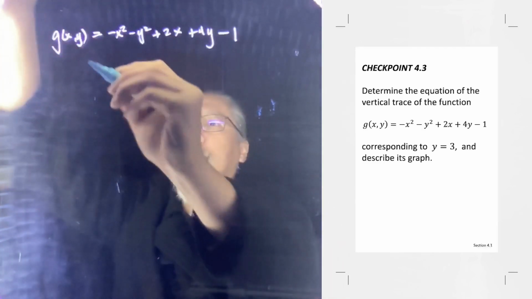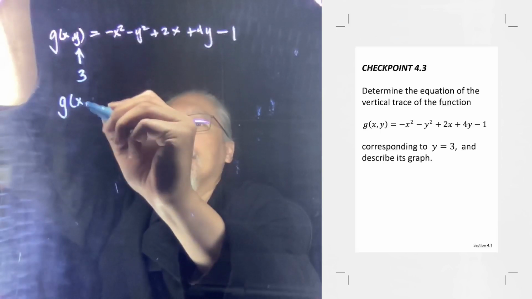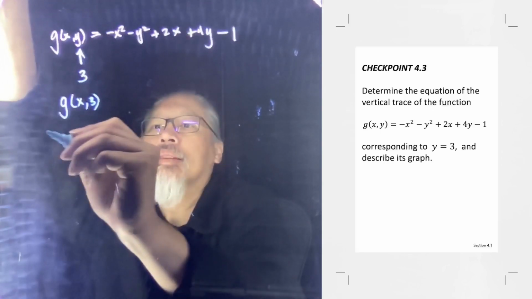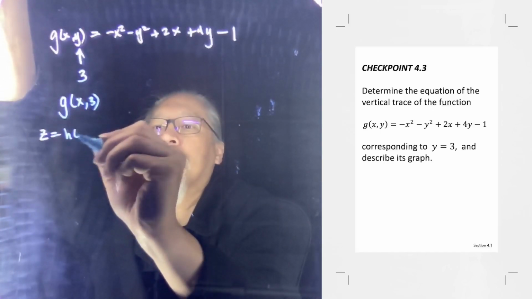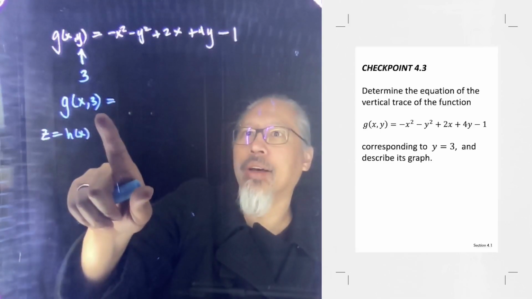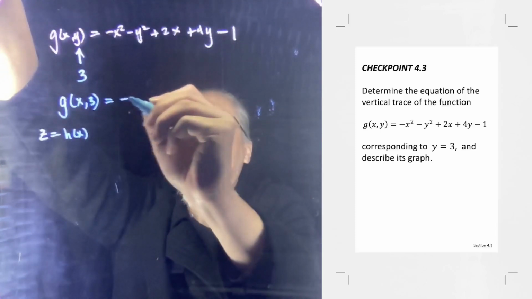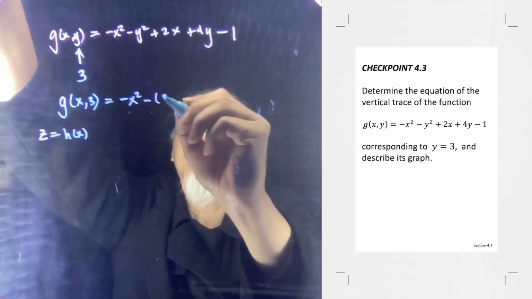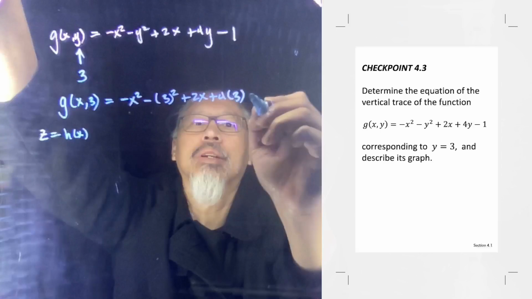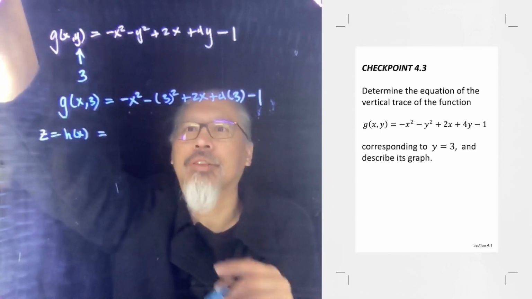So we can simply put y is equal to 3 in for y, and then we have essentially a g of x. Maybe we'll call it an h of x function. z is equal to h of x because we're setting the y value equal to 3, so it'll not be a variable anymore. And what is that going to be? Negative x squared minus 3 squared plus 2x plus 4 times 3 minus 1. So this will essentially become just a function of x.